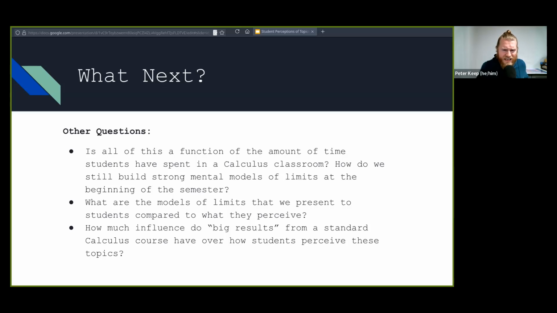And then lastly, how much influence do some of the big results from a standard calculus course have over how students perceive these? I know in my courses, the fundamental theorem of calculus is like the pinnacle. It is the biggest of big results that we talk about all semester, and that's the thing that ties together all of those themes. Like we mentioned in that paper above, that comes really late in the semester.